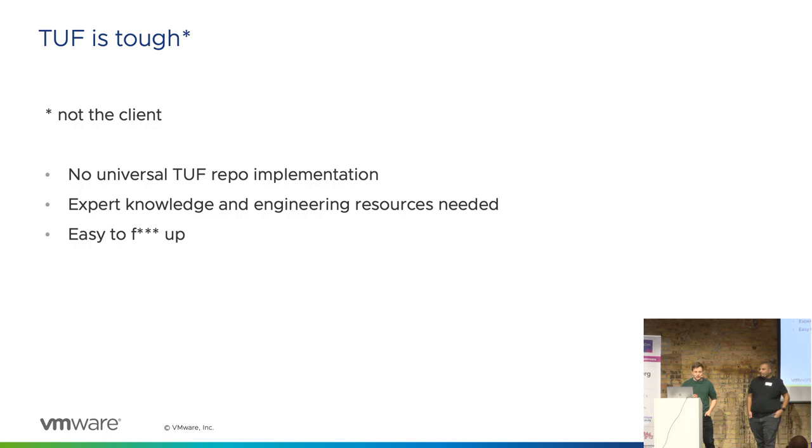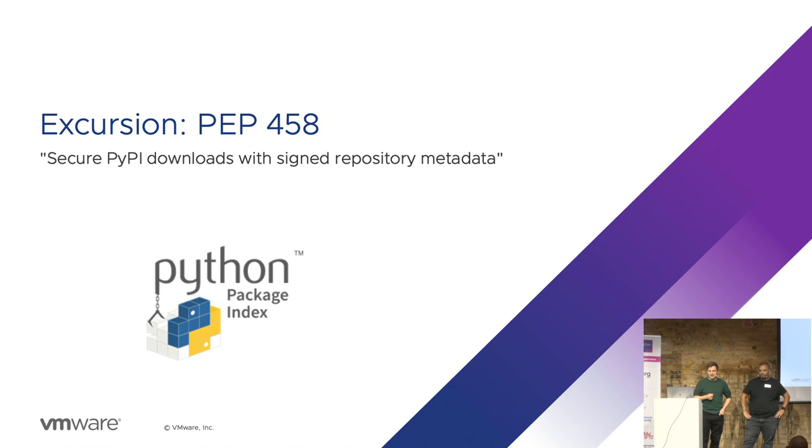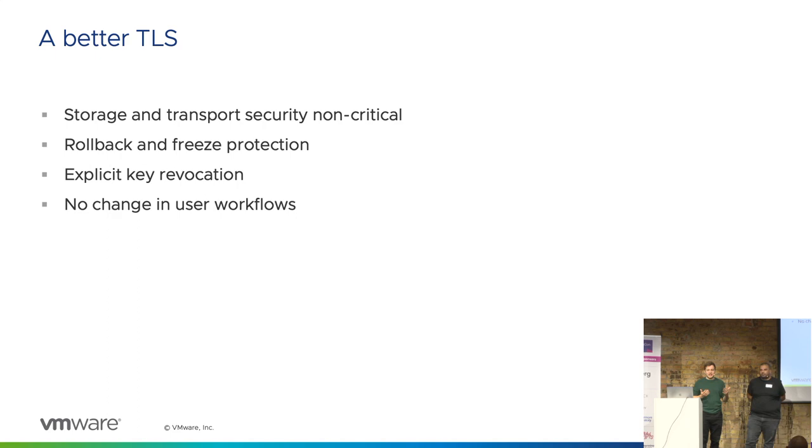And before I hand over to Kairo to present the solution for this problem, I'll take you on a very brief excursion called PEP 458, which is a Python enhancement proposal to secure PyPI downloads with signed repository metadata. It's a very specific TUF setup, which you can see a bit as a better TLS.